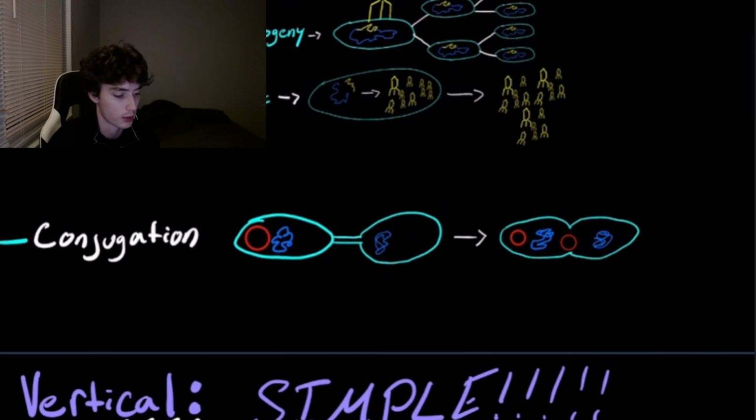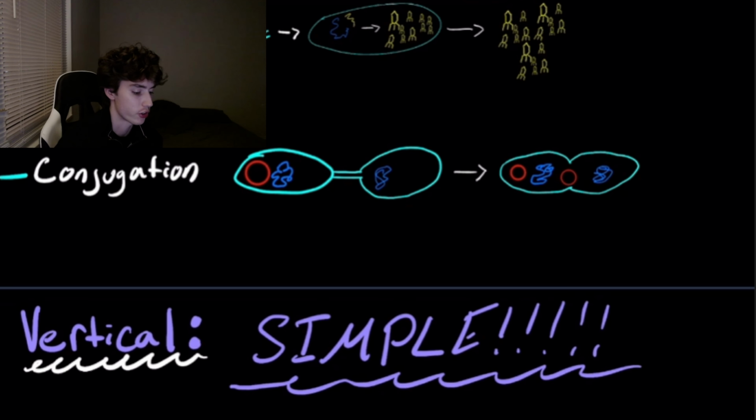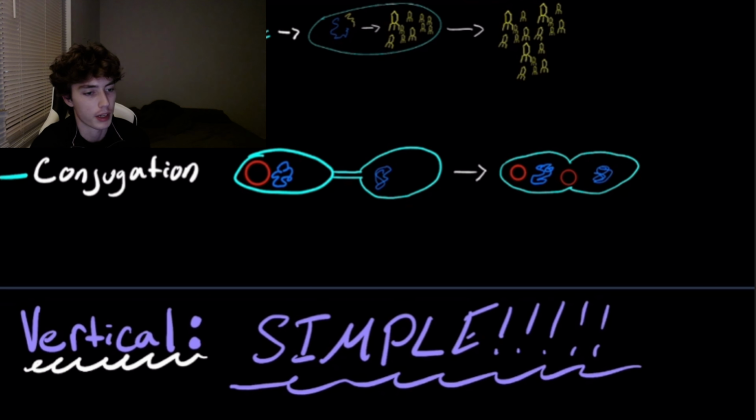Conjugation is a little bit more simple. Conjugation requires direct contact between two cells. A cell will make contact with another cell using its pili or pilus. The pilus will then retract, pulling the cell even closer, and then a bridge is formed through the pores or channels within the bacterial cell.